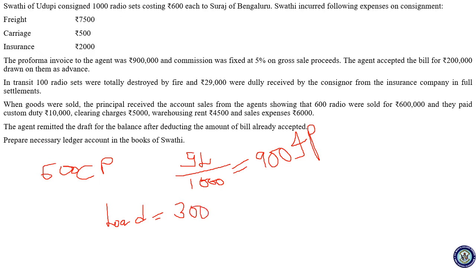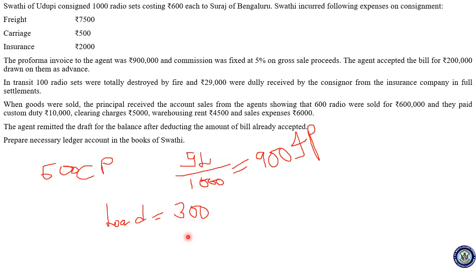Okay. So repeat, listen. So one radio set cost rupees 600, but the pro forma invoice to the agent was 9 lakh, means the entire consignment took place for 9 lakh. So they have sent 1000 goods for 9 lakh. So 9 lakh divided by 1000, that is the number of goods, is equals to per unit value. So one radio set was consigned for rupees 900. The actual cost is 600 but consigned for 900. So the difference is load price. Okay, so load price is 300.